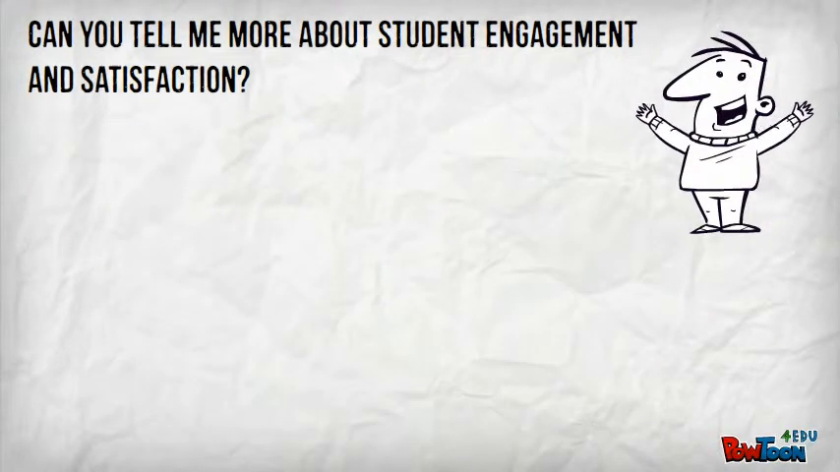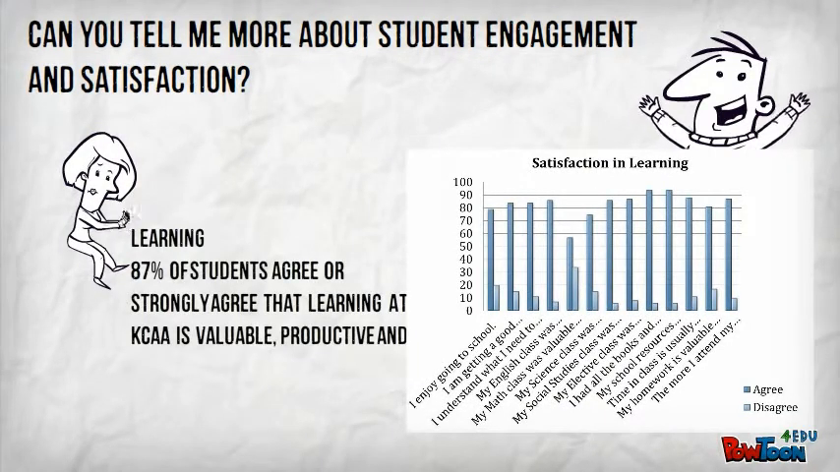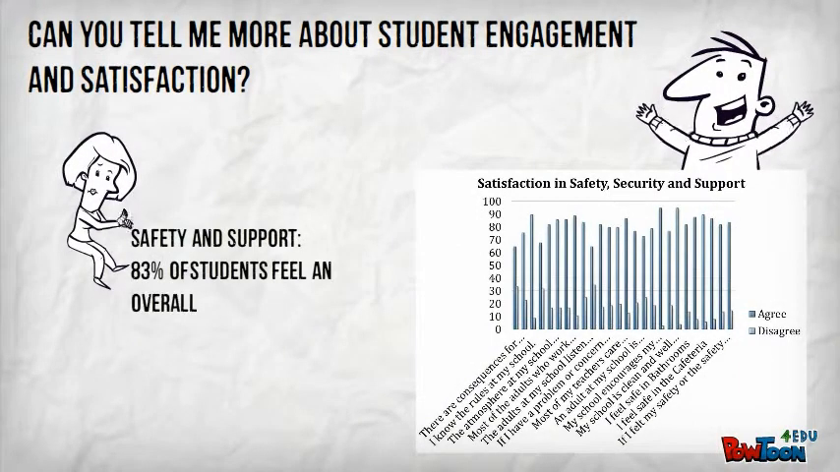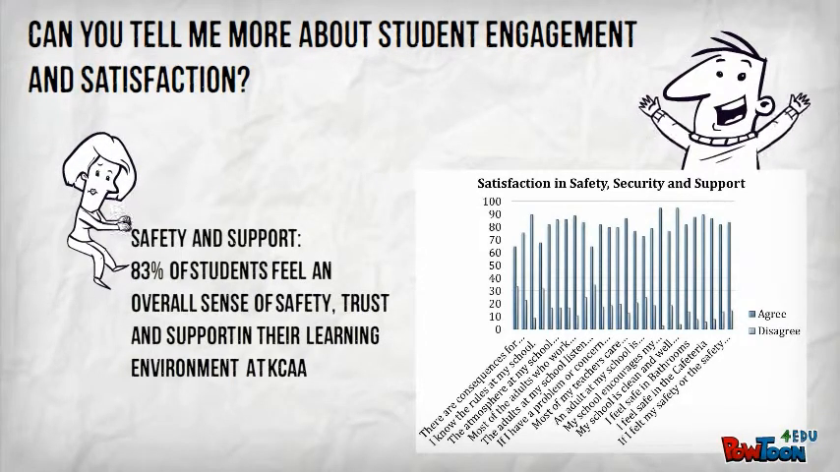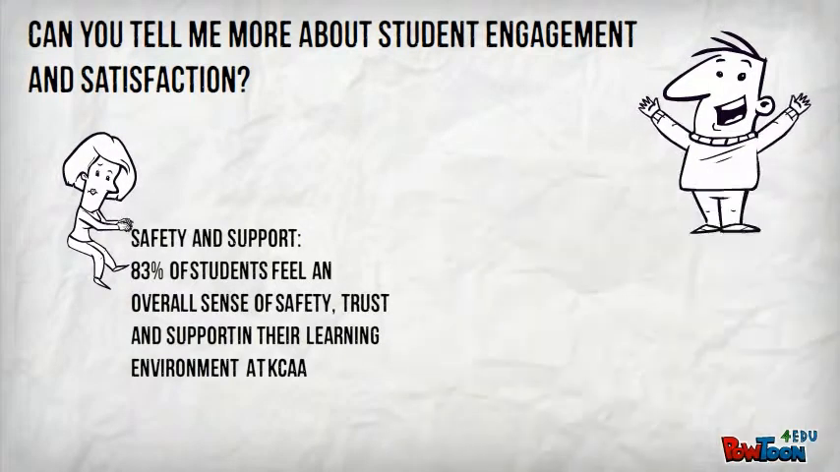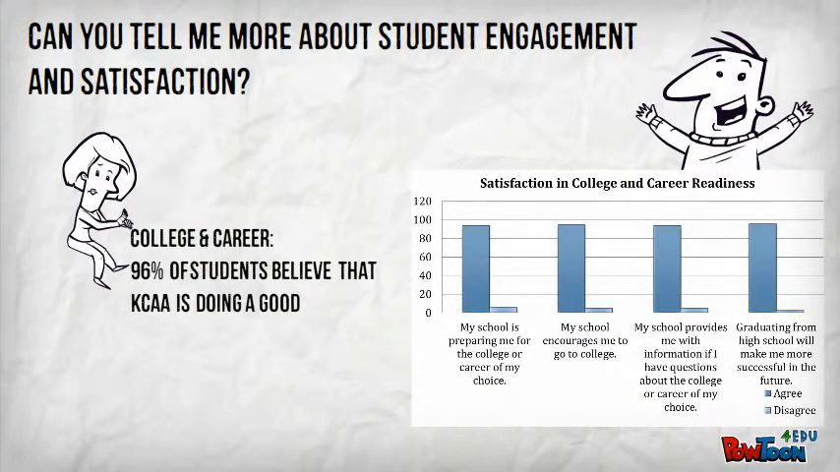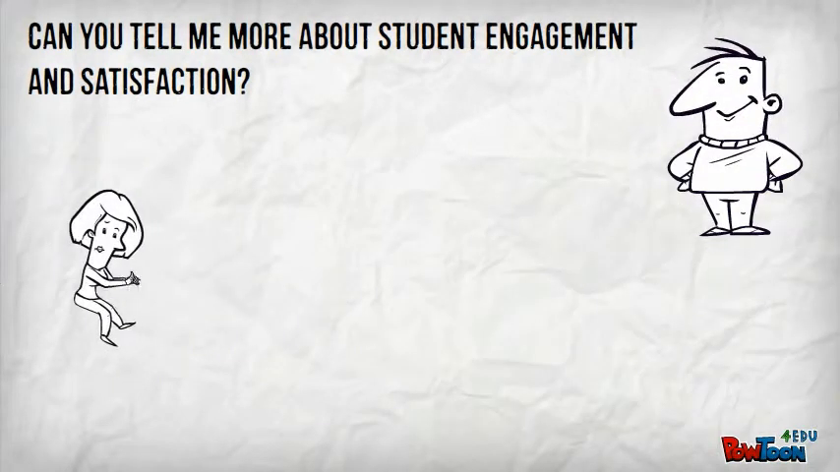Let's really spend some time examining those categories in depth. In the category of learning, 87% of KCAA high school students agree or strongly agree that learning at KCAA is valuable, productive, and supported by the teachers and staff. In the category of safety and support, 83% of our students feel an overall sense of safety, trust, and support in their learning environment at KCAA and at home as it relates to their learning. In the category of college and career readiness, 96% of students believe that KCAA is doing a great job at preparing them for post-secondary learning and also for a career.